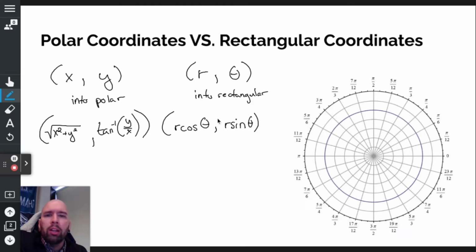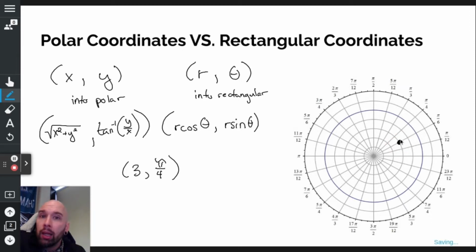Let's just say I wanted you to graph 3, pi over 4. Okay? This tells you how far away you're going to draw that dot from 0, 0, and this tells you where you're going to do it. Pi over 4 lives there. Here's 0, 0. 1, 2, 3, put a dot there.